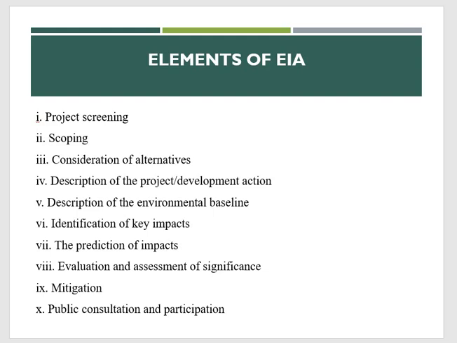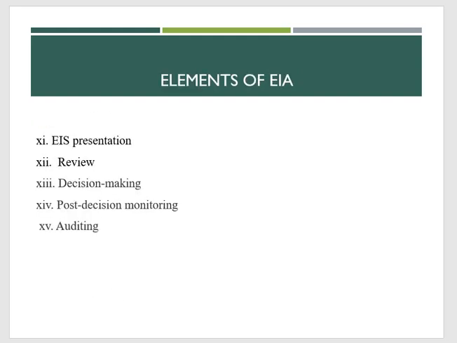Then comes the most important step, public consultation and participation. This step helps to ensure that the public's views are taken into consideration in the decision-making process. Now moving on to the next step, that is EIS presentation. Again another important step in this process. So EIS is environmental impact statement. This environmental impact statement is a document which is produced as a result of the EIA process. Okay, so presenting this EIS is really very important.